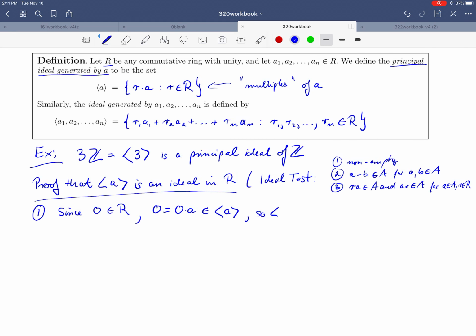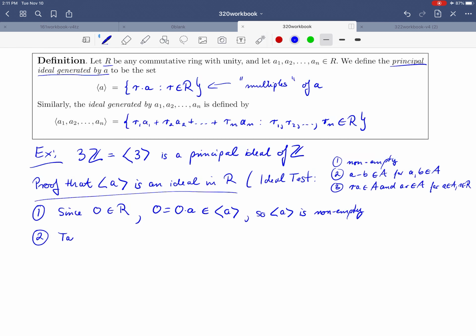So our principal ideal is non-empty. Okay, so we got the non-empty part. Let's look at the second part. And remember that R is a commutative ring. So multiplication from the left and multiplication from the right are equal to each other because we have commutativity.